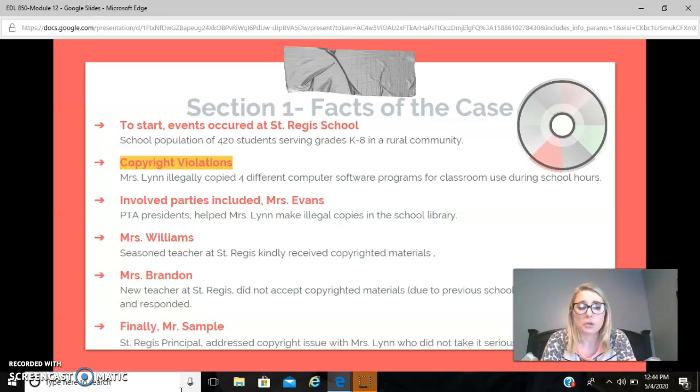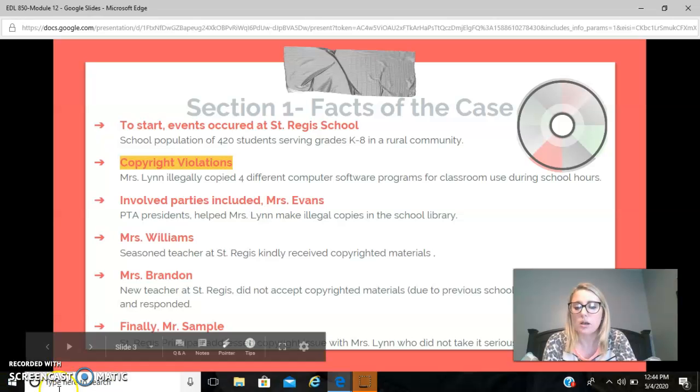Mrs. Williams accepted the material, so she's part of the violation as well. Mrs. Brandon is part of the reason that the principal has knowledge of this copyright infringement because she did not accept the materials due to her previous school district's policy on copyright. In return, she addressed her issue with Mr. Sample, who then began to address the issue with Mrs. Lynn about the serious consequences of making copies illegally.